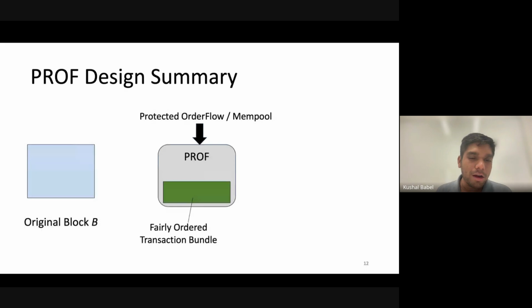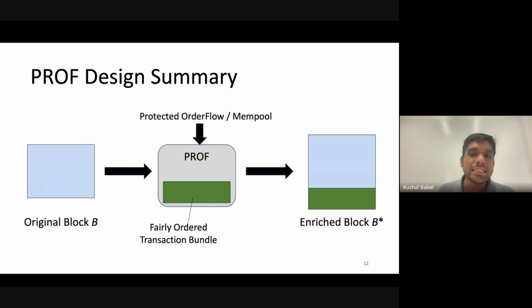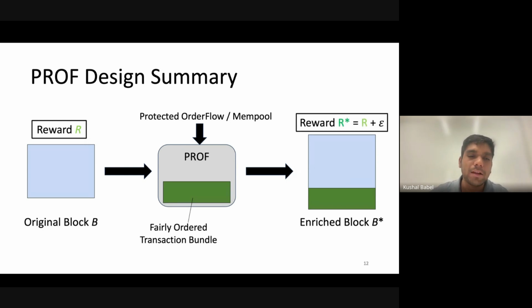Then it takes a block and simply appends the prof bundle to this block and produces an enriched block. Now, the crucial thing to note here is that if the original block had reward R, we are not changing anything about the blue block's execution. We are only appending things to it. So the new enriched block will have a reward R plus epsilon for the validator, epsilon coming from the transaction fees inside prof.